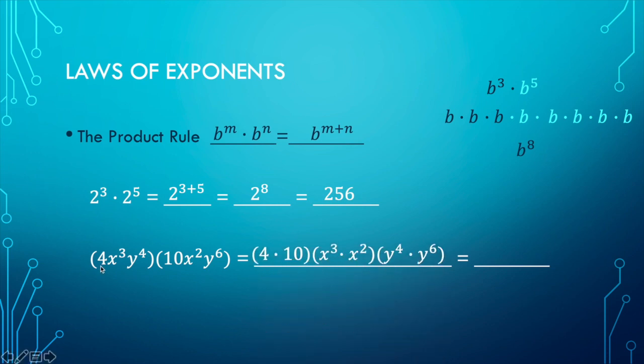Notice I'm grouping the coefficients, 4 times 10. Then I'm going to group the x's, x cubed times x squared. And then I'm going to group the y's, y to the fourth times y to the sixth. All right, so now I'm going to go ahead and simplify this. 4 times 10 is 40. x cubed times x squared is x to the fifth. And y to the fourth times y to the sixth is y to the 10th. Okay, so there's the product rule.